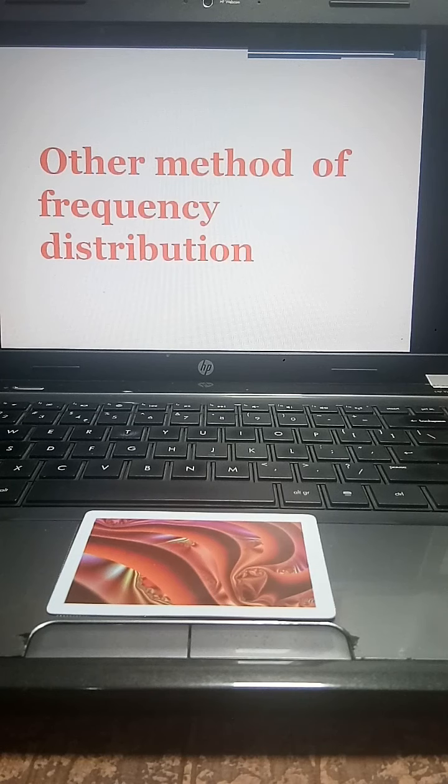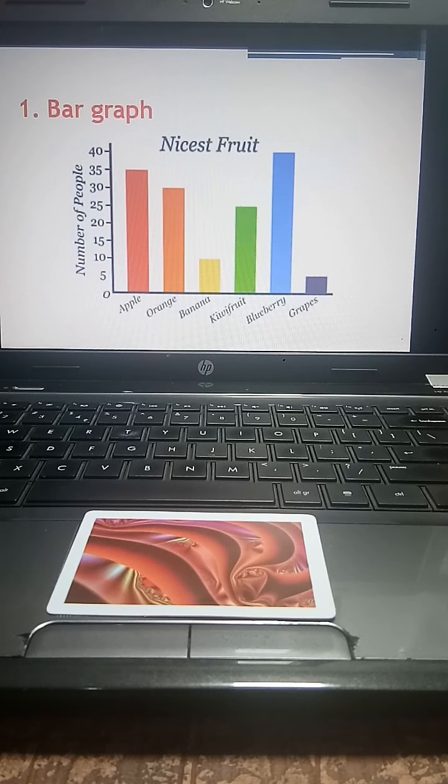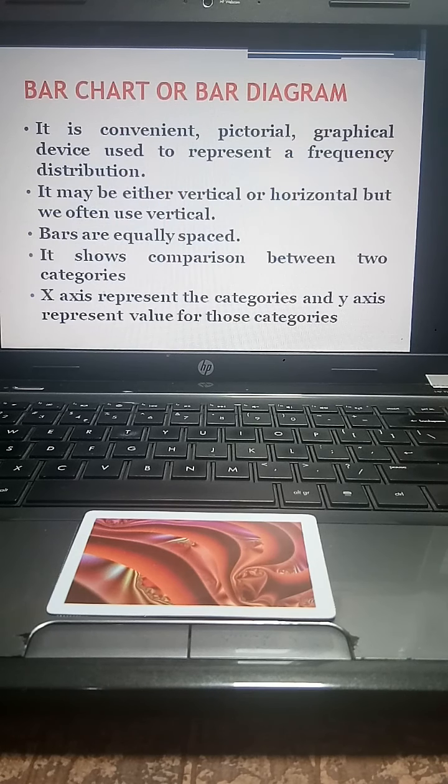So after the completion of the table, we are using a number of other methods to describe the frequency distribution. So what are the other methods of the frequency distribution? First one is the bar graph. Bar graph is one kind of pictorial information. So it is a convenient pictorial graphical device that is used to represent the frequency distribution.